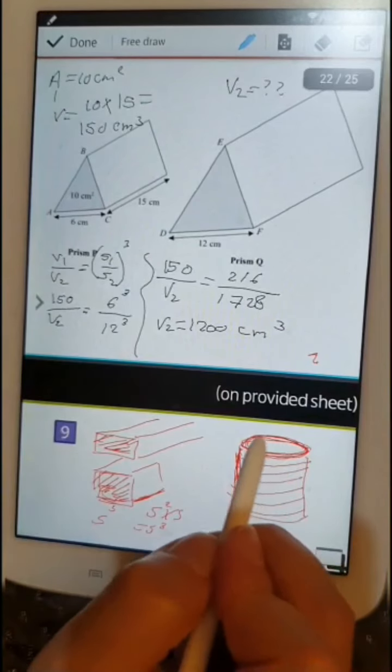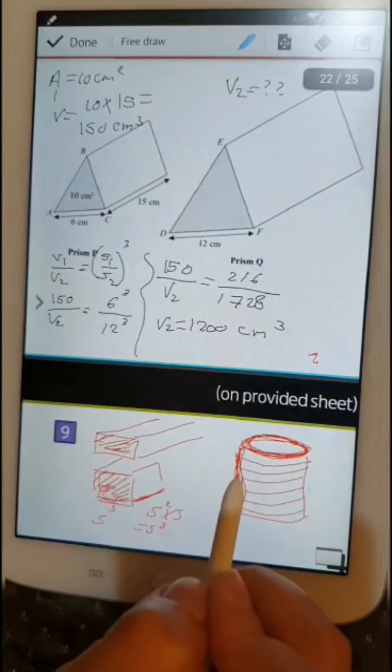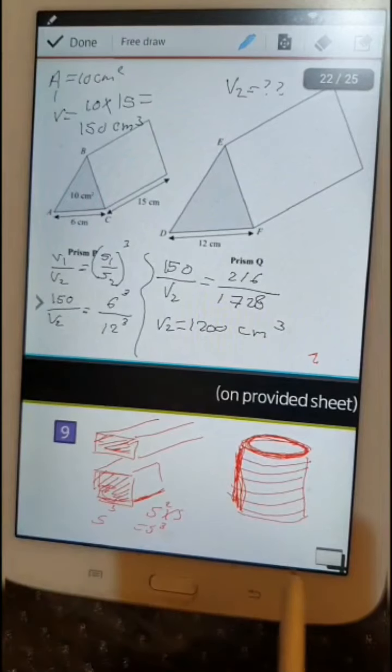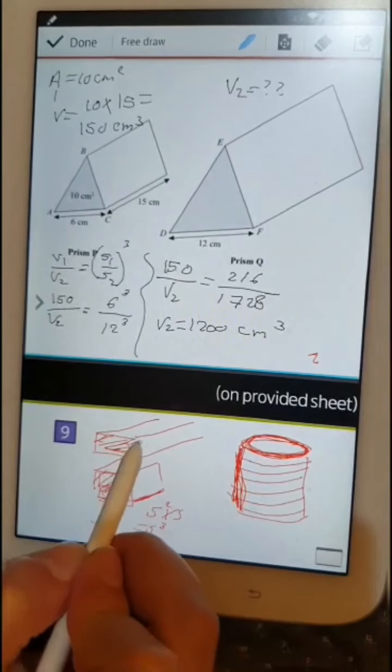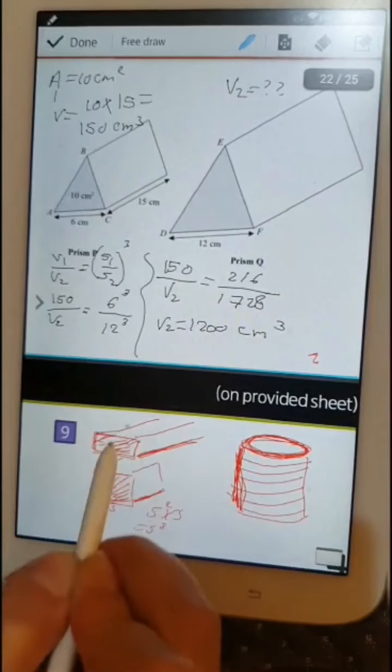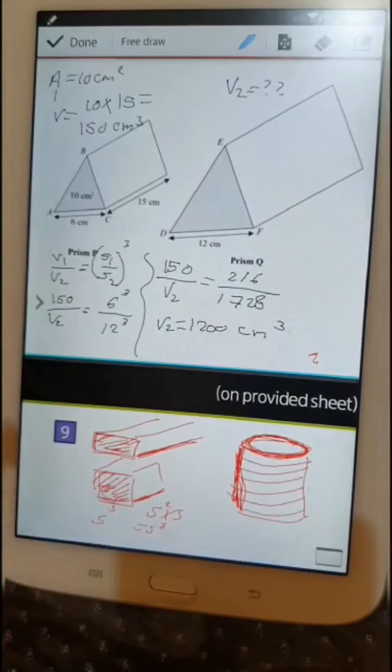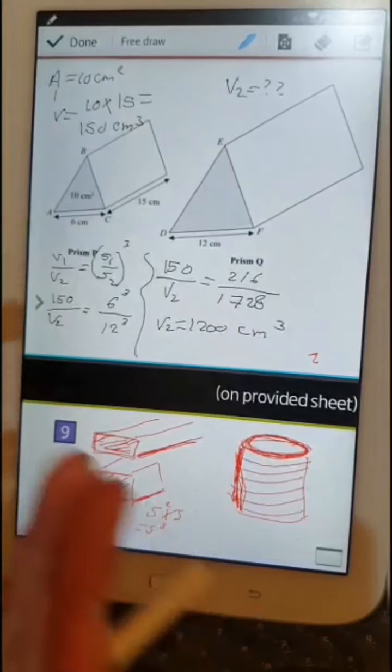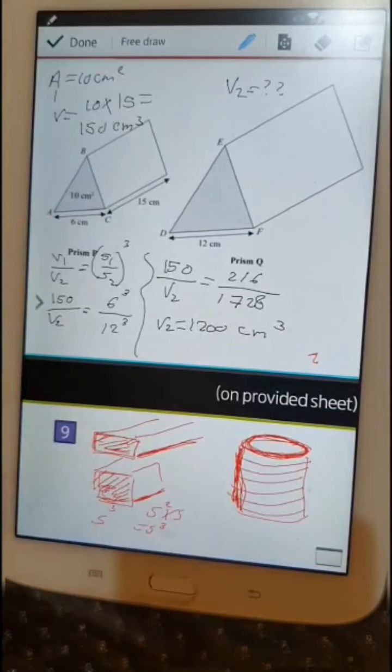So if you have the area of the circle and you multiply it by the height, you're gonna get the volume of this shape. And if you have the rectangle area and you have the length of this part, you're gonna get the rectangular prism volume. And this is what we are using every time to get the volume of a 3D shape.